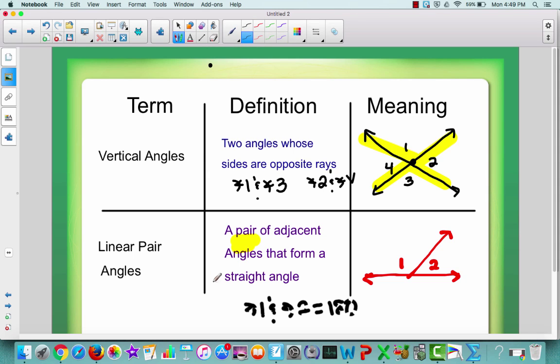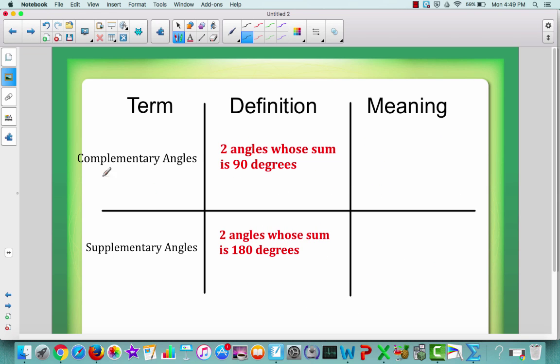All right. So those are two types of angles we're going to be talking about, vertical angles and linear pair angles. The next one, I believe you've probably heard of these before, complementary angles and supplementary angles. Complementary angles are two angles whose sum is 90 degrees. So if I give you an angle that's 40 degrees and another that's 50 degrees, those two angles together equal 90 degrees. So we would call these complementary angles.